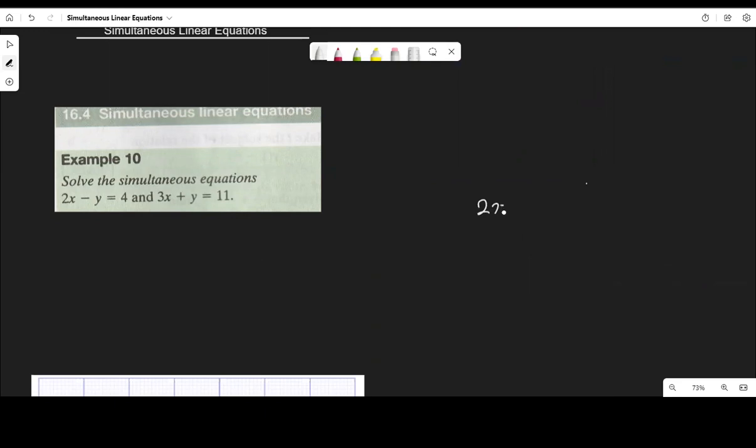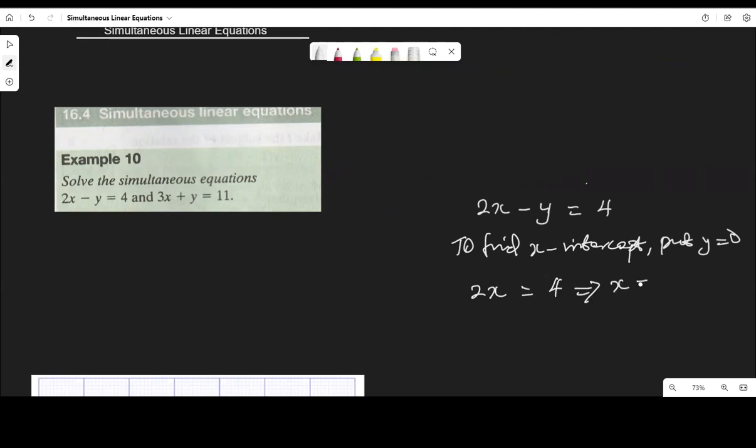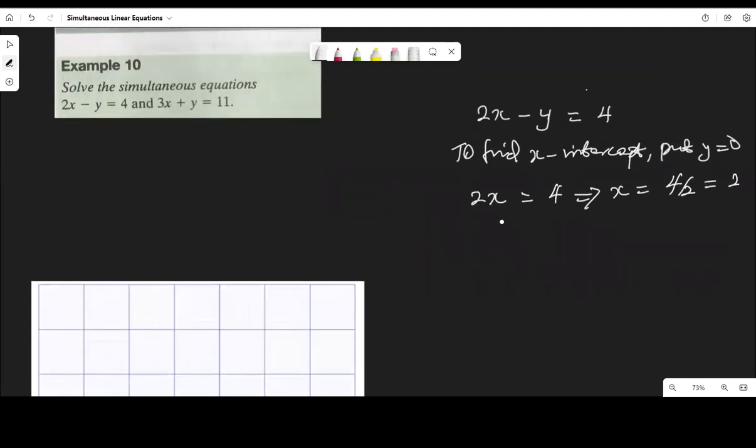So if I have 2x minus y equal to 4, I need to know the x and y intercepts. And now to find the x intercept, I will put y to be 0. If I put y to be 0 in this equation, that means 2x minus 0, which is still 2x, is equal to 4, which implies x is equal to 4 over 2, which is 2, meaning the x intercept. That is where I'm going to plot my point on the x axis.